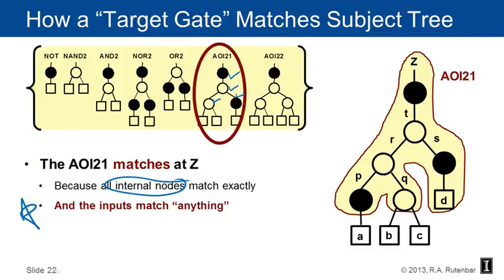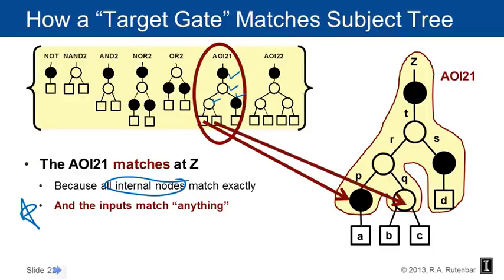And the inputs match anything. And so what that means is, just to be very clear, the leftmost input of the NAND gate circle, the white circle of the AOI 2-1, matches P, which is to say it matches the black circle that makes P the internal wire. Now that's an inverter. Inputs match anything, right? So that white box matches the black circle that makes P.